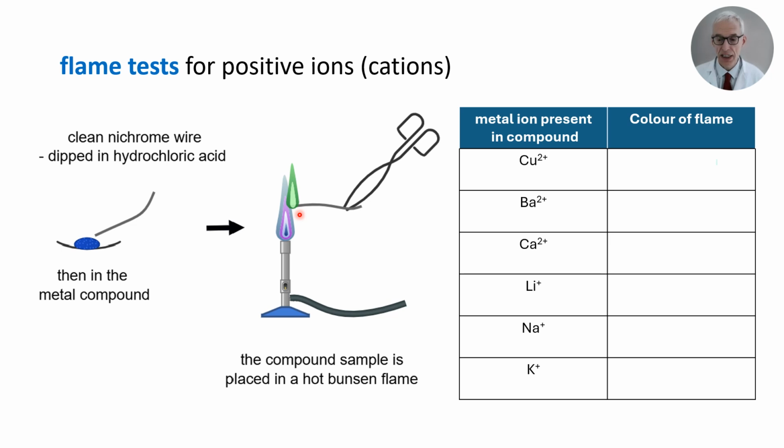There are distinctive colors for copper, barium, calcium, lithium, sodium, and potassium metal if they are present in the compound. So the metal present in the compound will produce a specific color if it's one of these 6 metals. Do you recall their colors? Pause, try and recall, come back to check and correct.